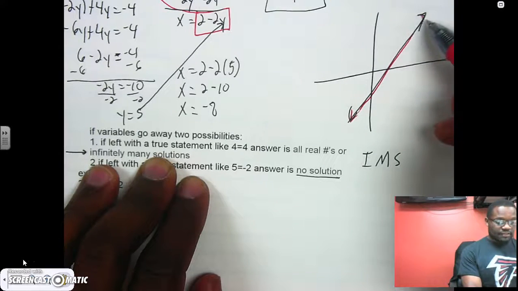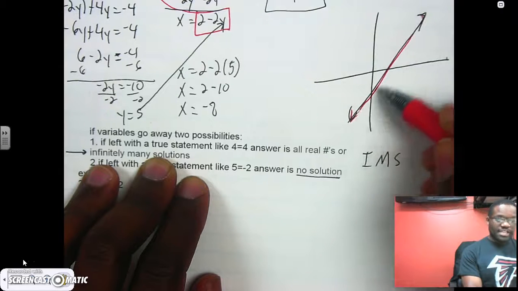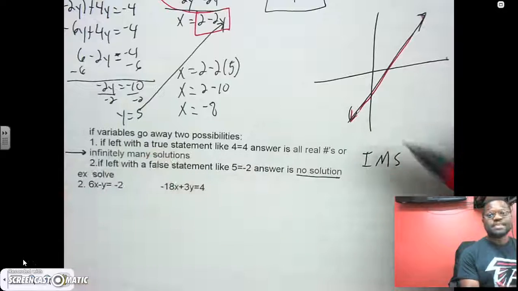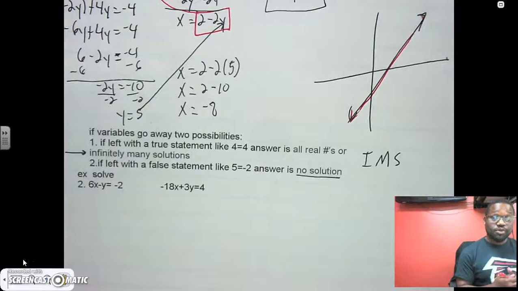So infinitely many solutions is where the same line is right on top of itself, and they share every point. So they have infinitely many solutions. Remember, our solution is a point where they intersect. So you have to tell me that they're infinite because they're right on top of each other.